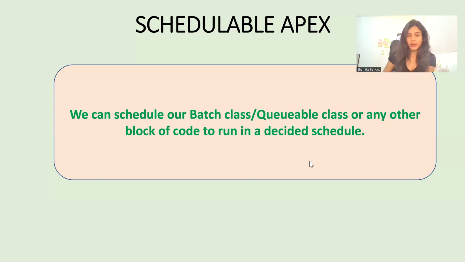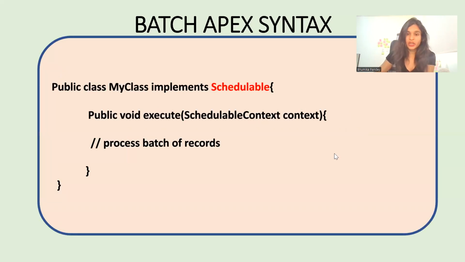There are three ways of doing it. Either you write a schedulable Apex class, write your logic, and then schedule this class. The second is that you write a batch class and then call your batch class in your schedulable class. The third is that you write the same thing in a queueable class and then enqueue your queueable class from your schedulable class. These are the three ways of executing the logic in the schedulable class. Let's go ahead and check out the syntax.